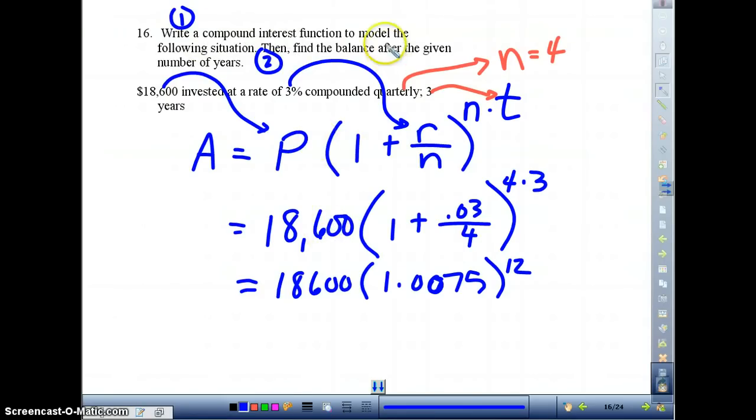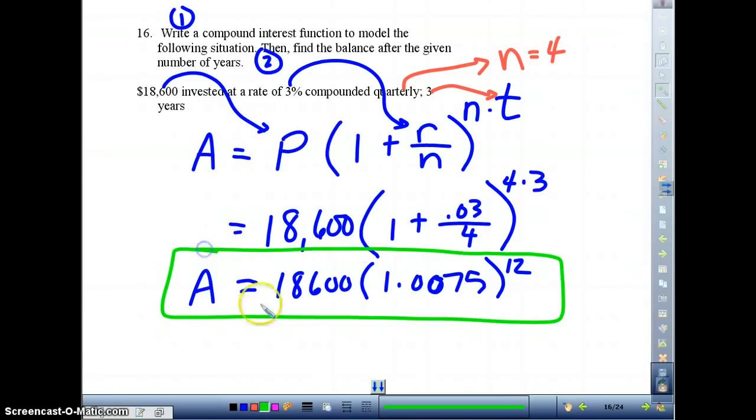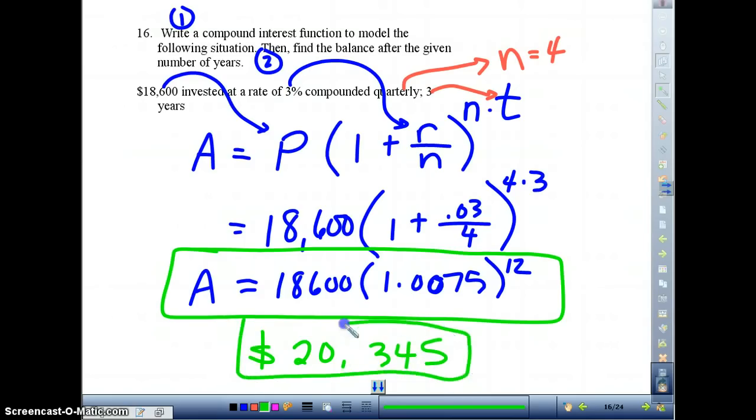All right, they wanted you to write the compound interest function. That was the first thing they wanted you to do. That's that part. Then they wanted you to find the balance after 3 years. I got a balance after 3 years of $20,345. Is that what you got? Well, good job.